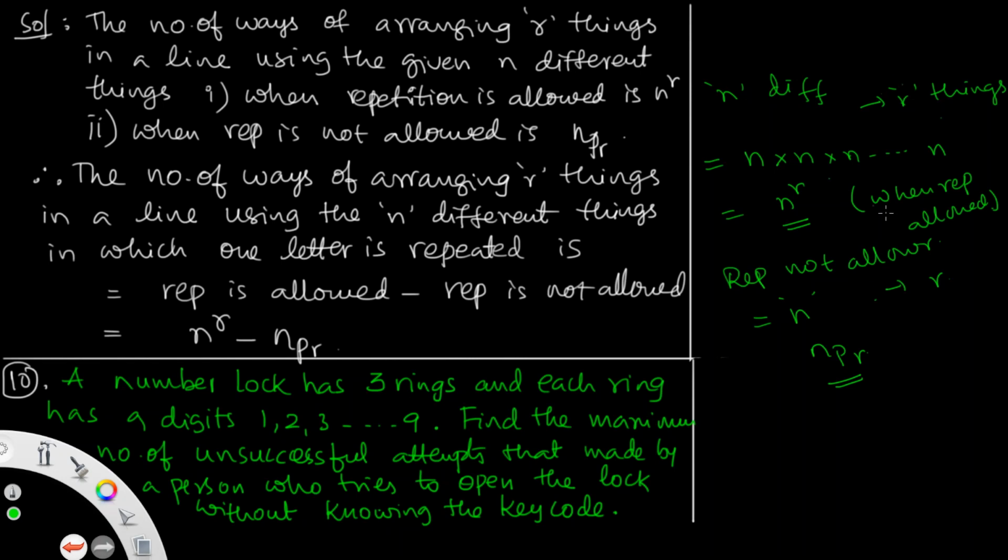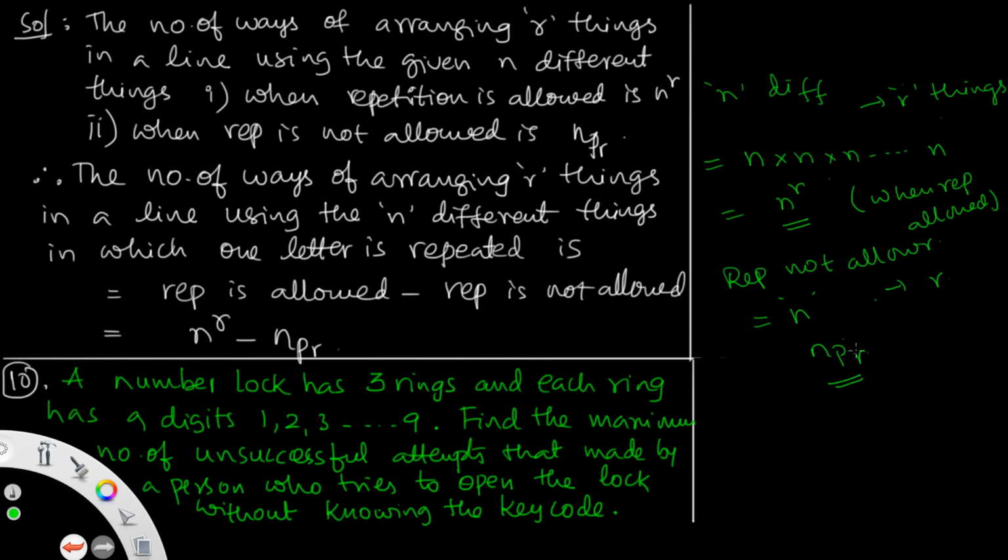When repetitions are allowed, the same thing can be repeated any number of times. So you get n things for the first place, n things for the second place, n things for the third place, and all r places can have n things. So that is denoted by n to the power of r. When repetitions are not allowed, it means taking n different things to fill r boxes. So that can be done in nPr ways.